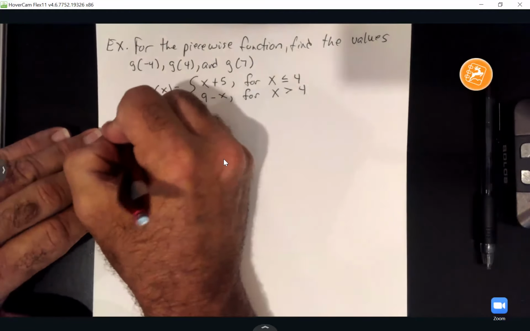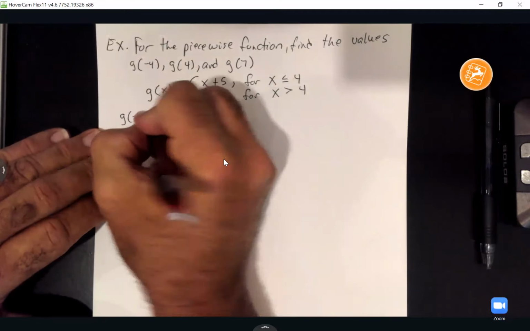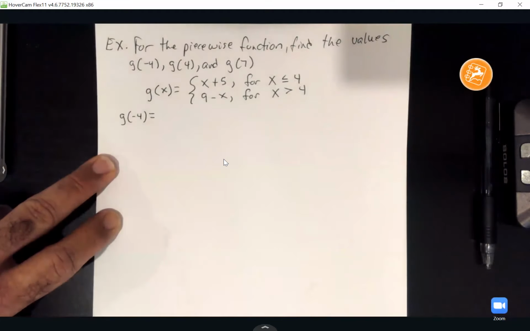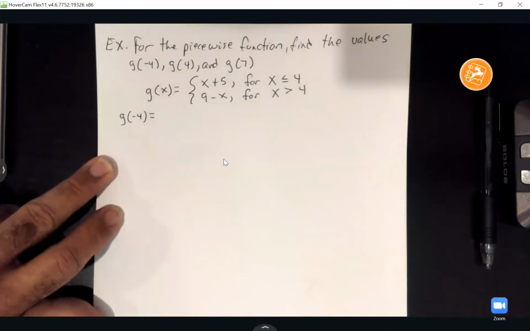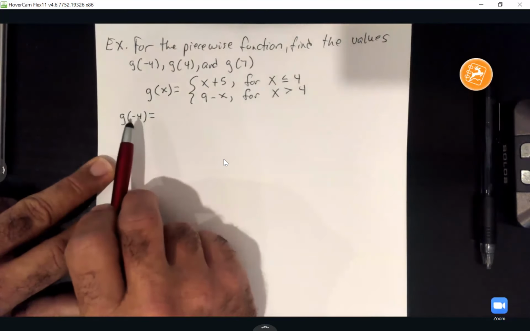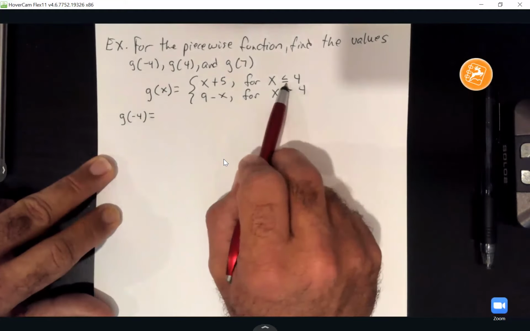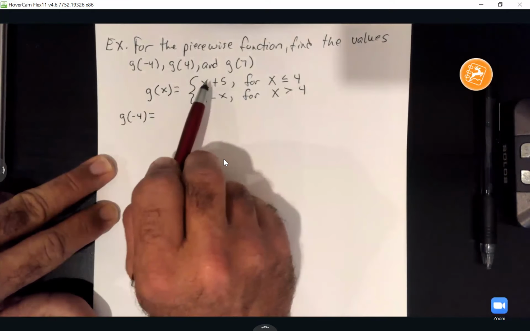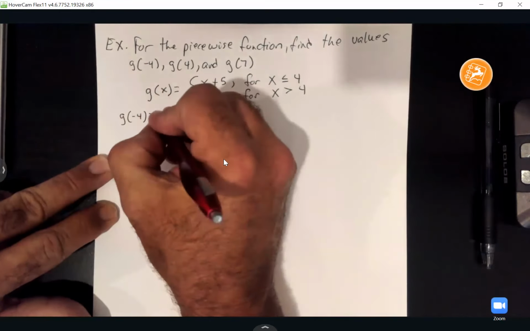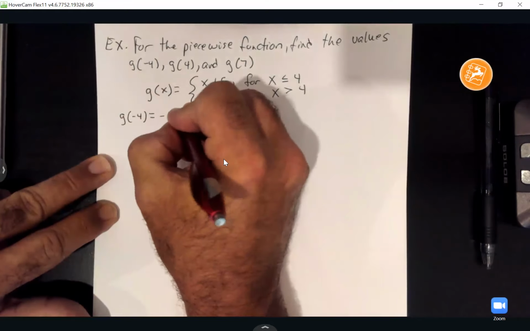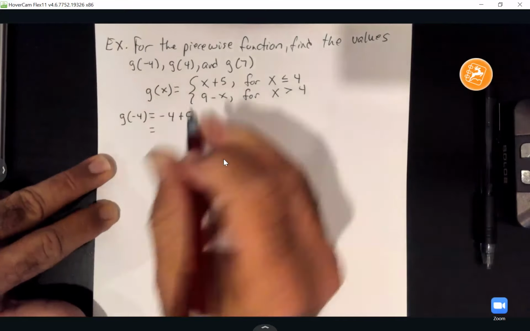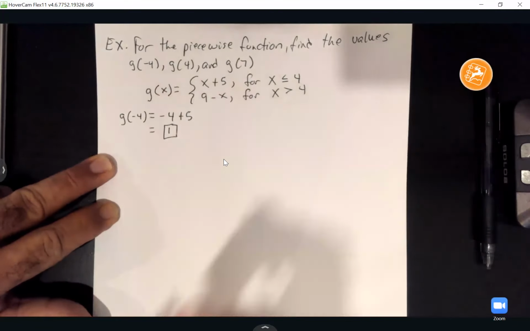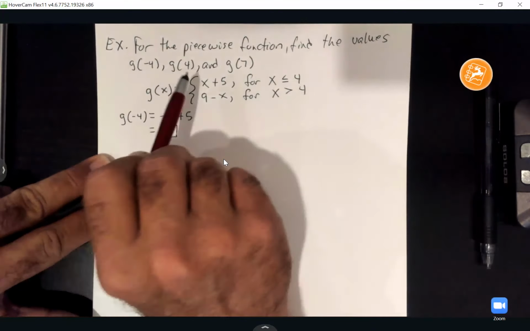So y'all, my question is to find g of negative 4, first equation or the second? The first one. The first one, y'all, because negative 4 is definitely less than a positive 4. So since we're using the first equation, we're going to bring that equation down and put that negative 4 in for that x. So I'm going to have negative 4 plus 5. And let's see what we get. That's basically 5 minus 4, which gives us a 1. So g of negative 4 equals 1.